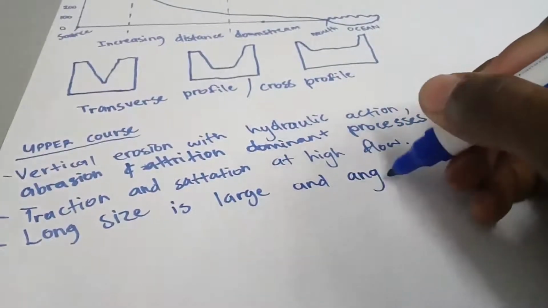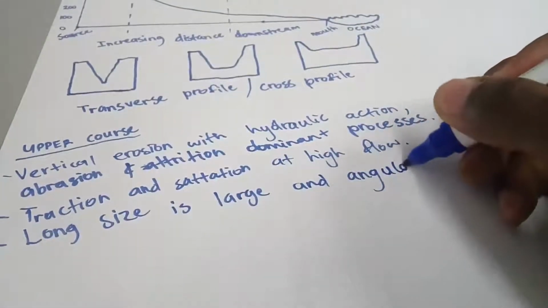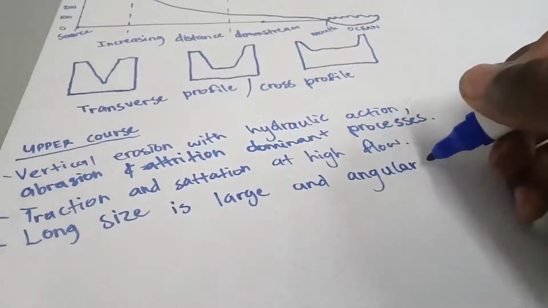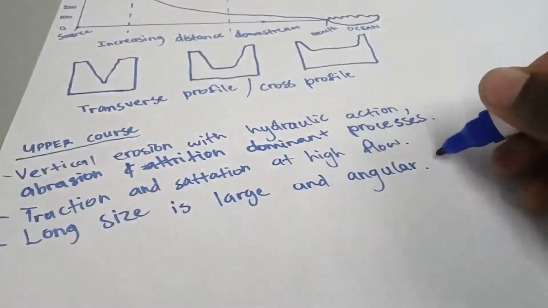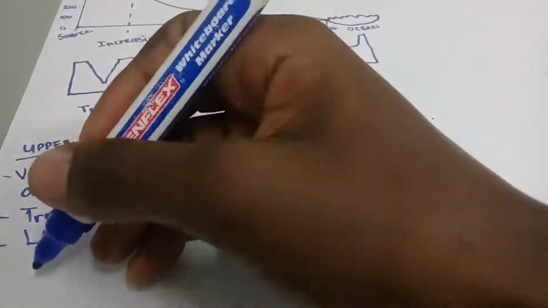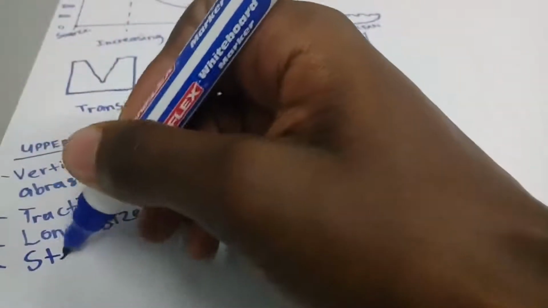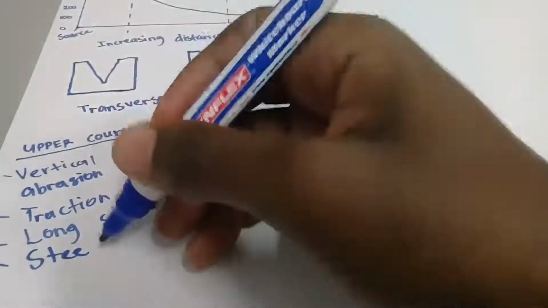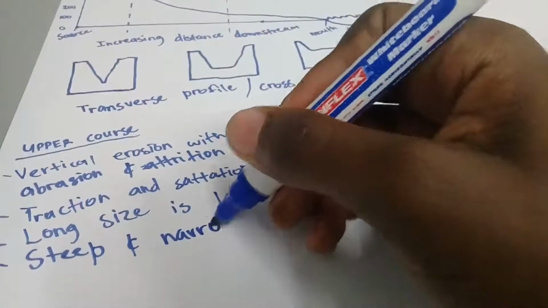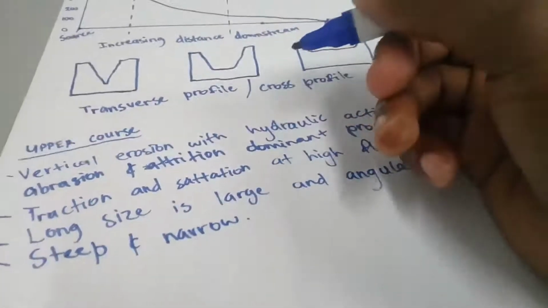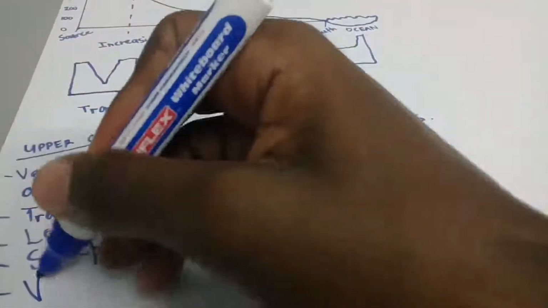And angular. And that it is steep. Let's see, it is okay. It's steep, as you can see, and narrow. Steep and narrow. A V-shaped valley. This is the most common one that is common during exams.